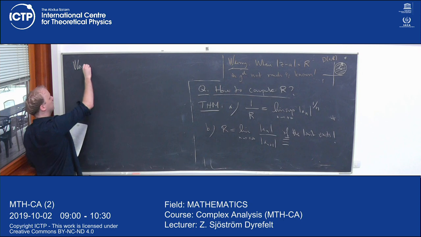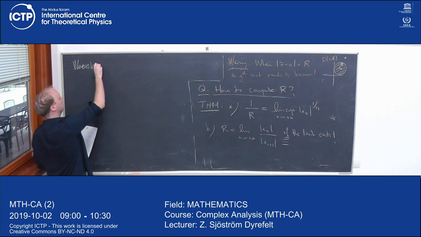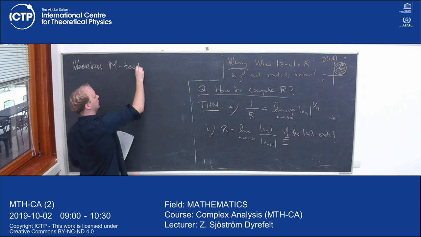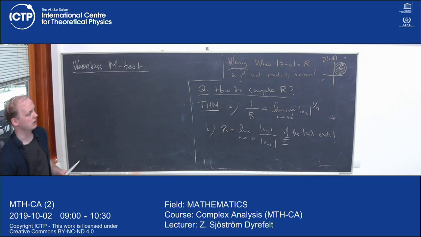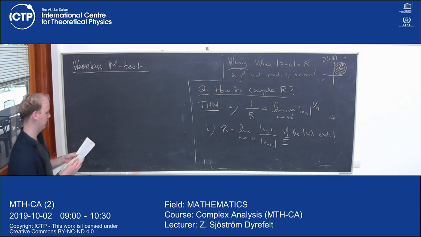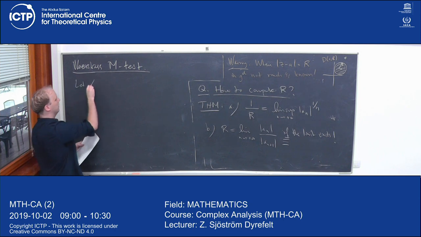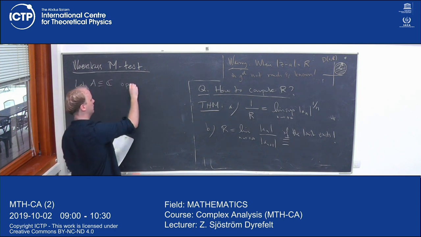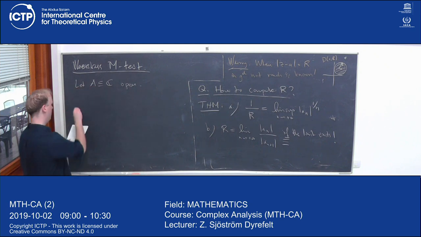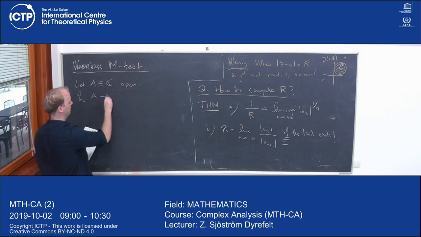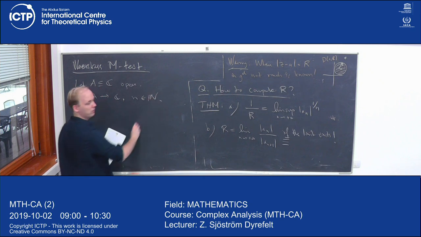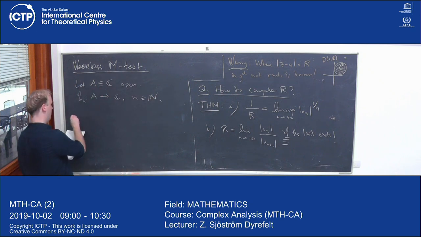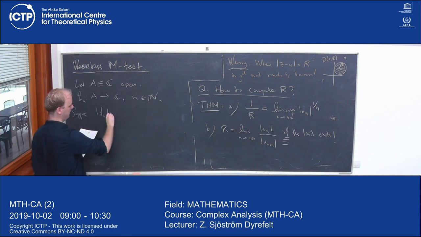And to prove this theorem, you will use something called the Weierstrass M-test, which is a very, very useful theorem, which we will also use to prove other theorems later in the course. So you should remember this. So we take A, an open subset. You consider a sequence of functions f_n from A to C. Of course, here n goes from 0 to infinity. Then you suppose the following. So this is the key hypothesis.